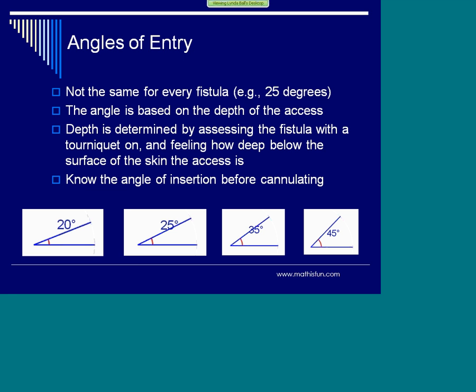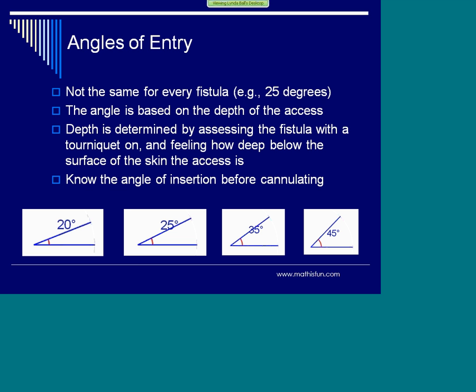Your angles of entry is another good, important thing in order to prevent infiltrations. Now, when I was at cannulation, you cannulate between a 20-degree and a 35-degree angle. And it's not the same for everybody. You cannot use one angle of insertion for all patients. Our venous systems are all at different depths. Some are above the surface of the skin, some are very deep below the surface of the skin, and then others fall in between that.